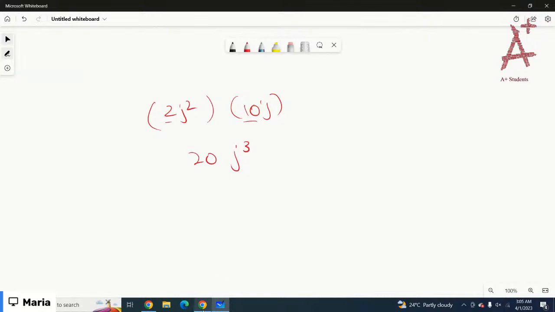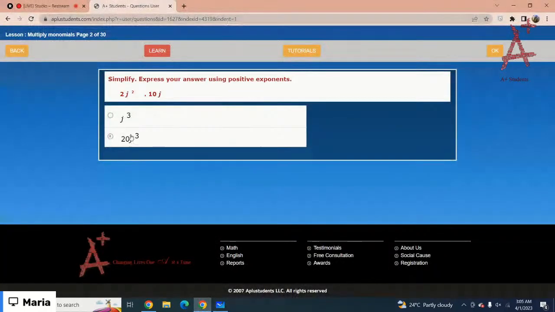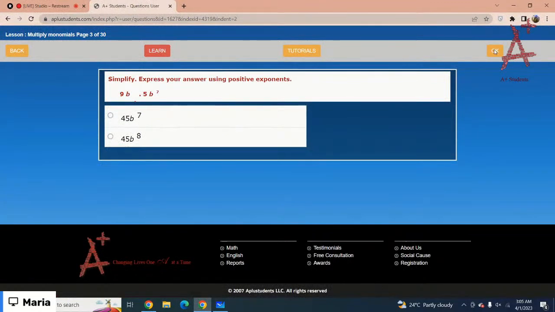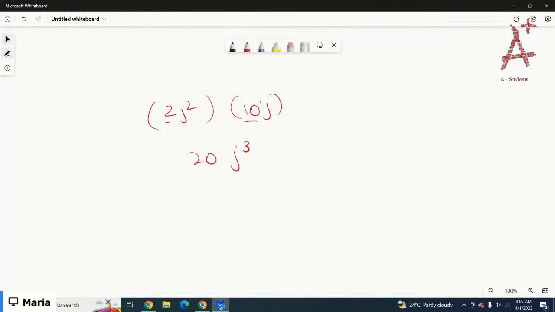So select the correct option, then click on the OK button. Okay, the next one is 9b times 5b7. So it would be 9b times 5b7. So you have to do 9 times 5.